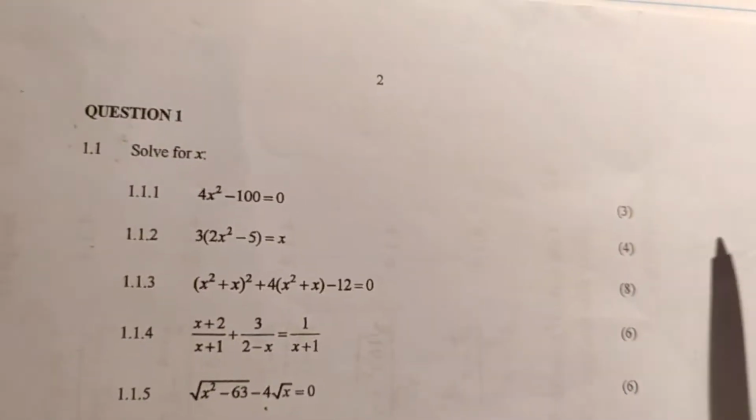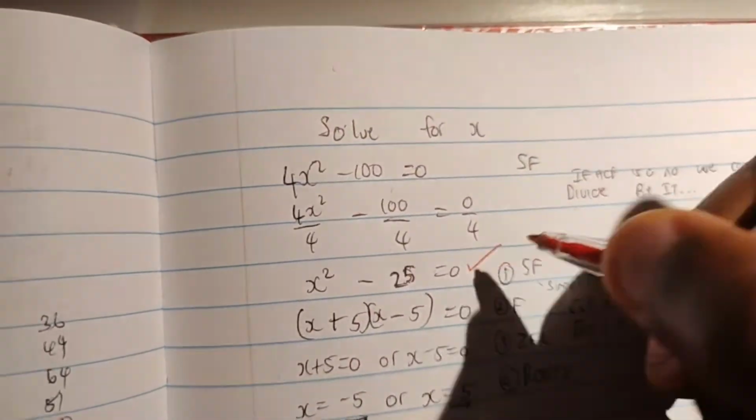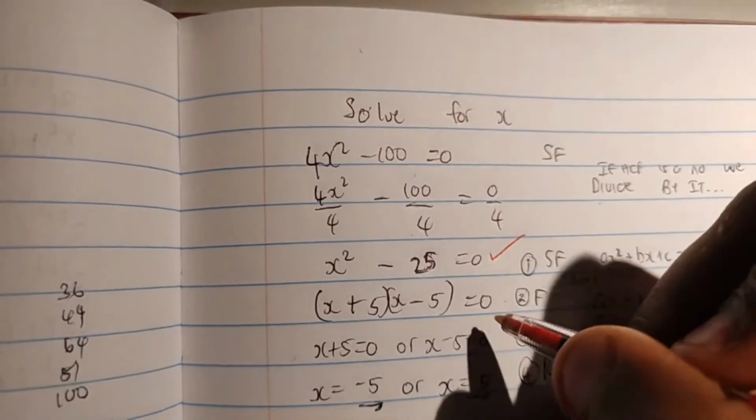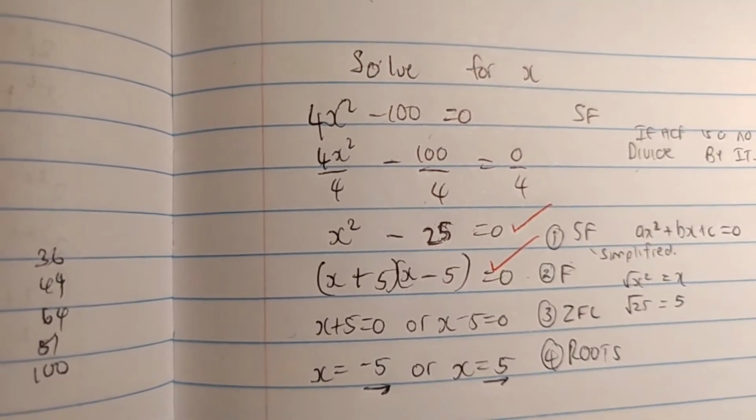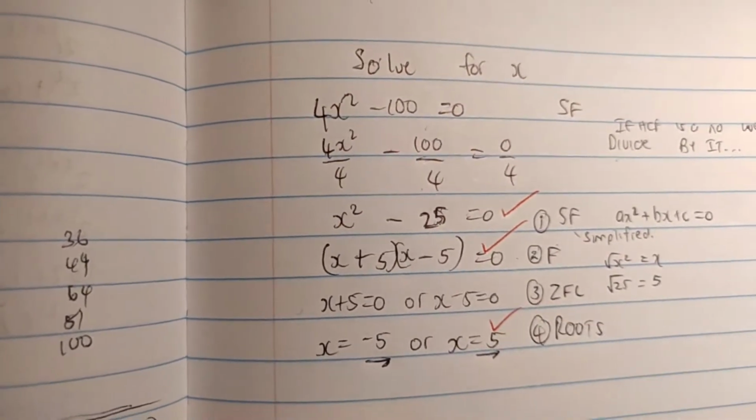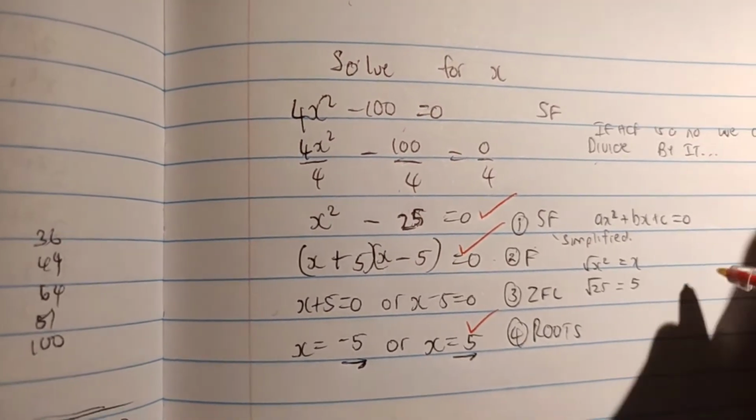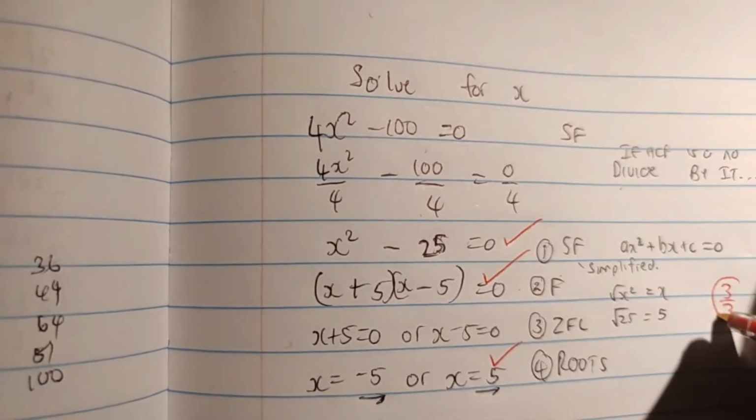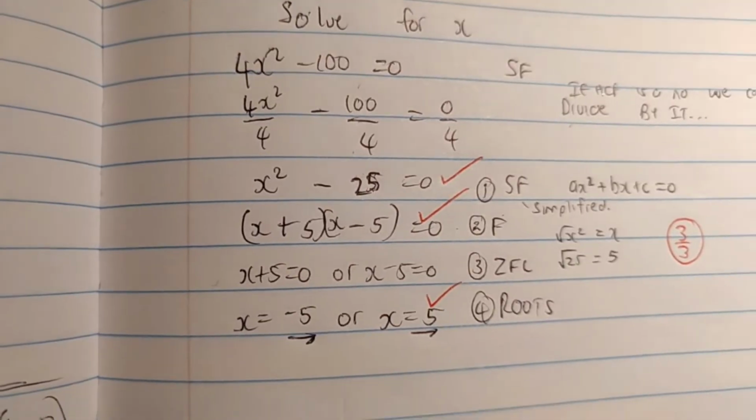So if we come here, we can see the allocation is 3 marks. You would get 3 full good marks for your standard form, 3 full good marks for factorizing correctly, and then for your roots being 100% correct, you get the 3rd mark. So that would be 3 out of 3. That's marks in the bag, and I'm good to go. Moving on to the very next question.